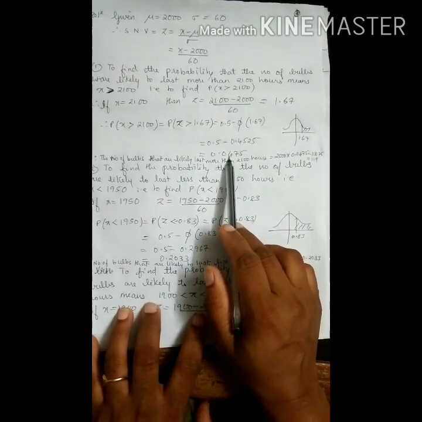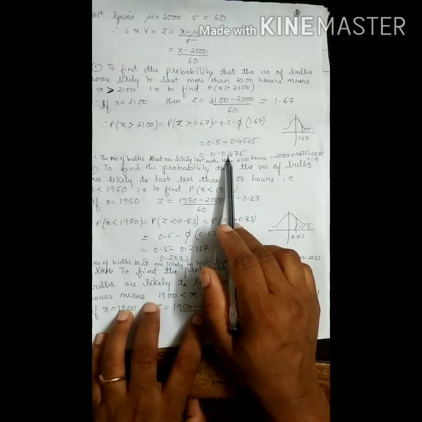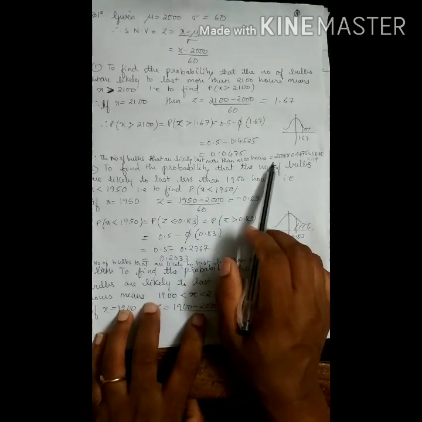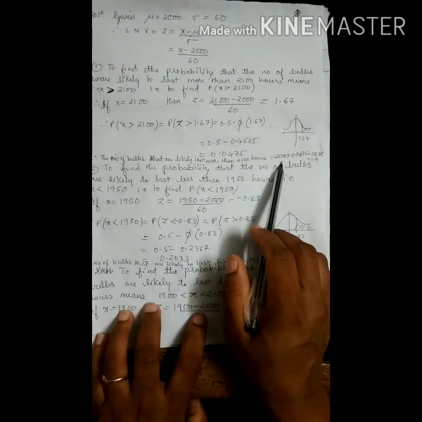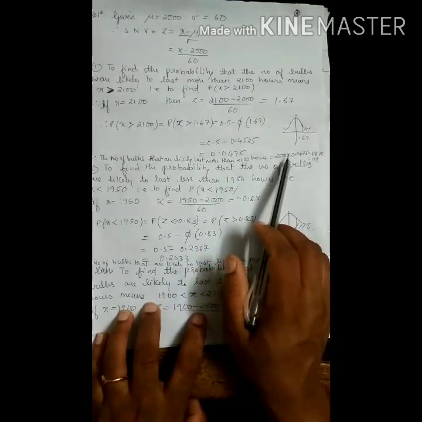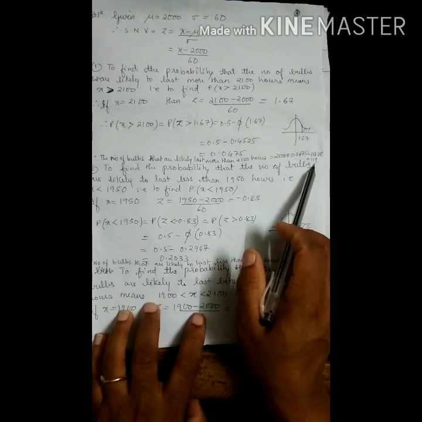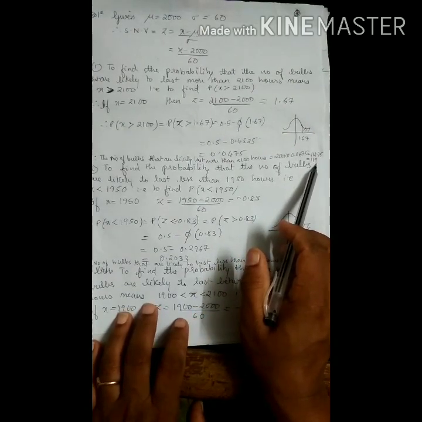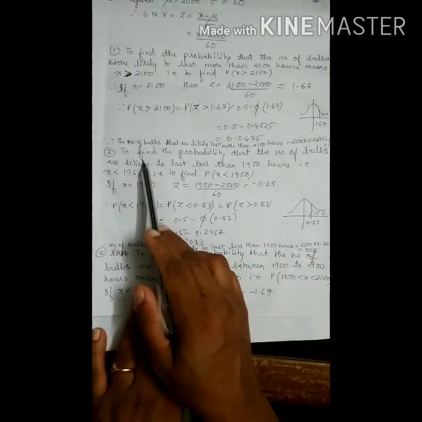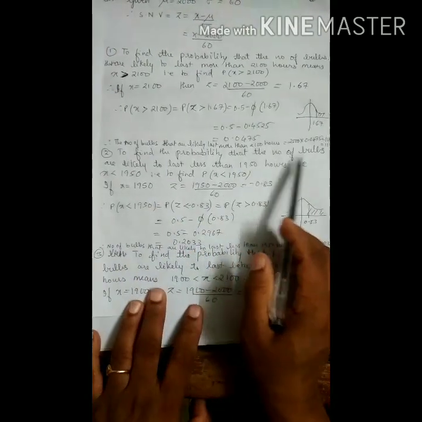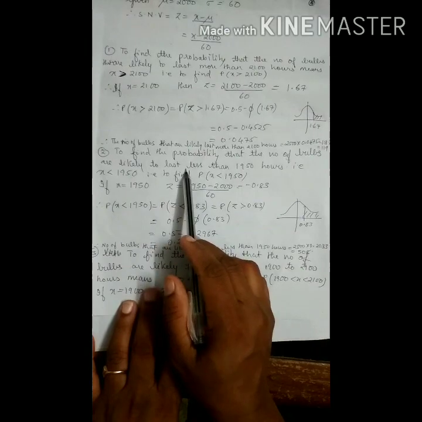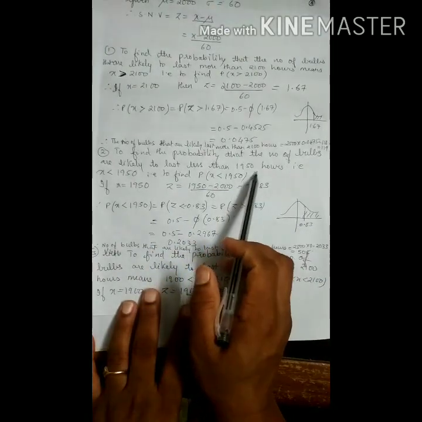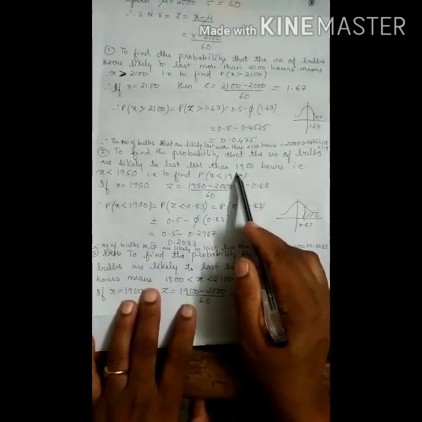That is the probability that the bulb may last for more than 2100 hours. Out of how many bulbs? 2500. So multiply the probability with 2500. So how many bulbs will last for more than 2100? 119 bulbs.